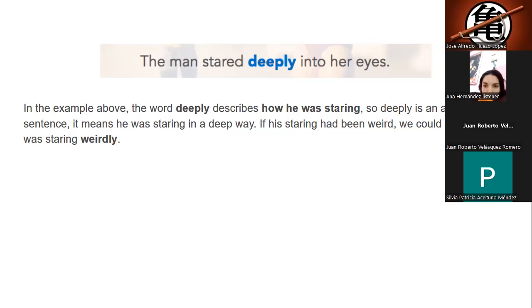Deeply. Deep es profundo, profundidad. Deeply es profundamente, porque es un adverb. So most of the adverbs, not all the adverbs, but many adverbs end in L-Y. So deeply, quickly, all those are adverbs. And what is important here is that deeply is describing the verb. And the verb is stare. The man stared deeply into her eyes. So that is giving detail about how the action was done.